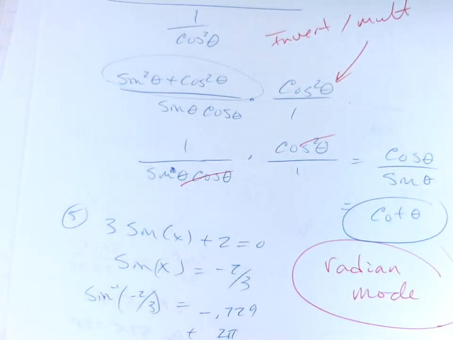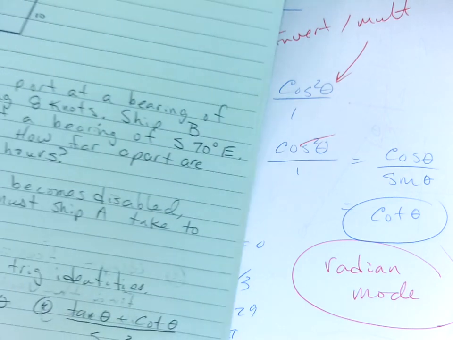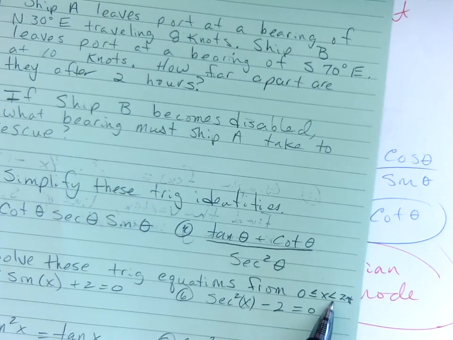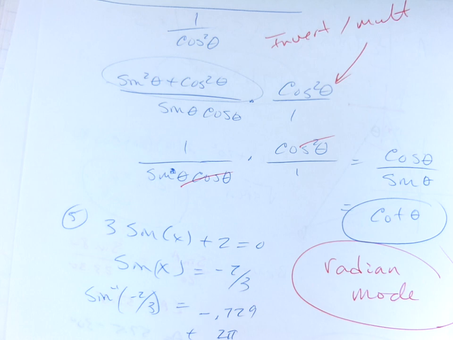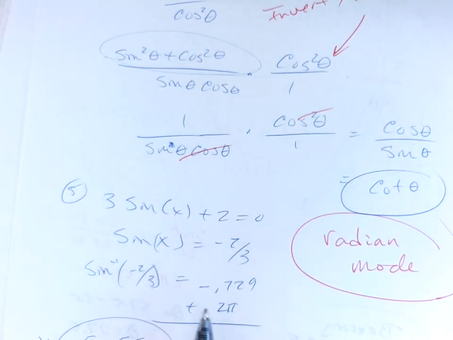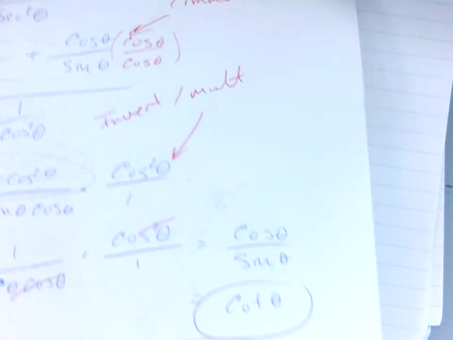Number 3, before I even start, check my mode, radian mode, because it says that you're going to be doing it between 0 and 2 pi. So then I solved it, and I went sine inverse. I got a negative answer, not good, so I added 2 pi to it to get my first answer, and I subtracted pi to get my second answer. We've done this before, okay?